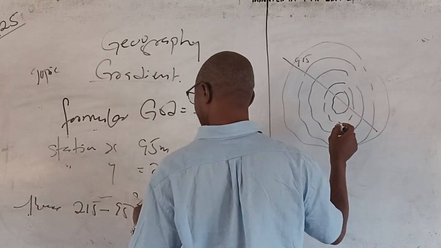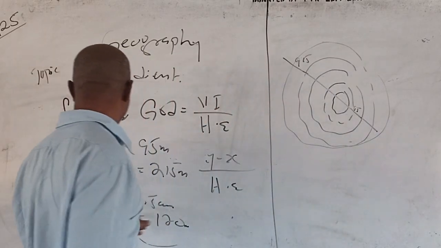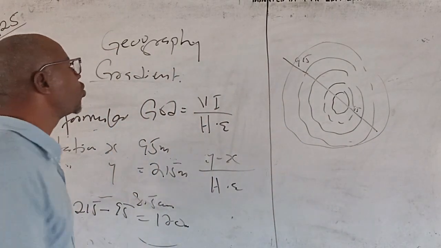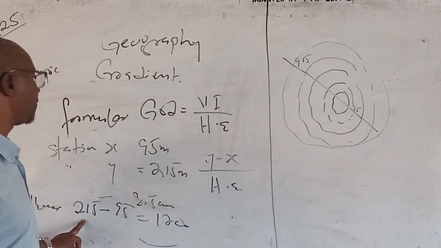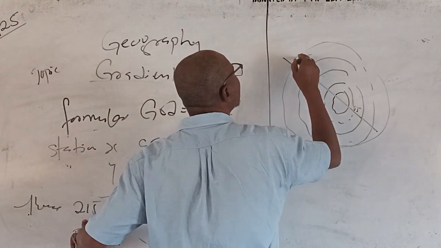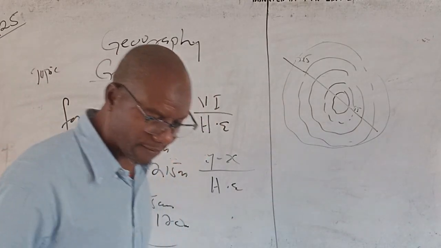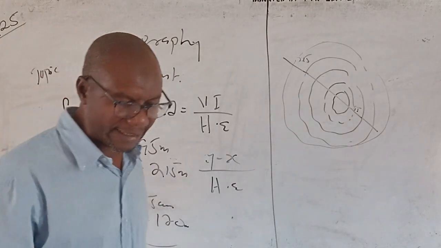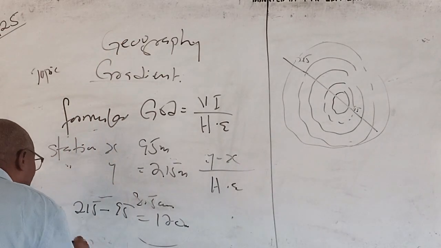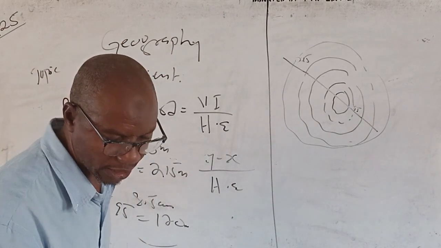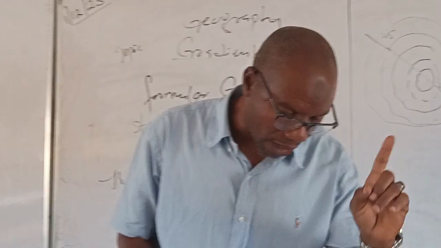maybe here is 215, here is 95. The distance from here to here is 8.5. Therefore, you subtract: 215 minus 95, you arrive at 120. So the formula applied for this is gradient equals VI all over HE. That's it: Y minus X, all over the horizontal distance.